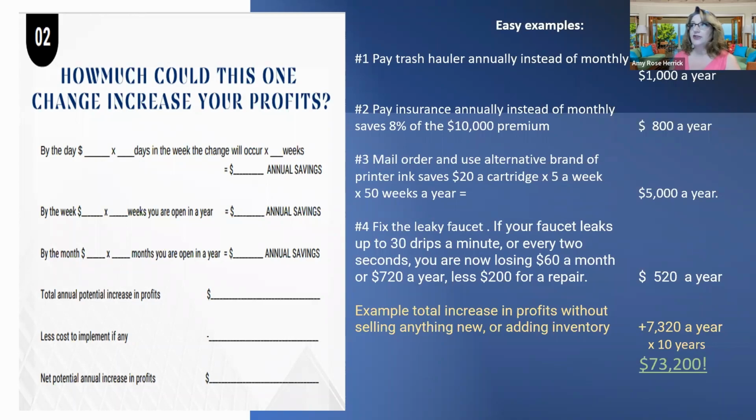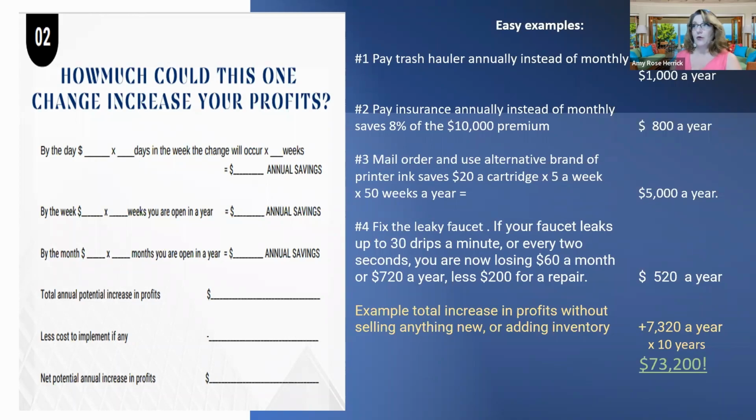If we pay our insurance annually instead of monthly, that usually saves somewhere between 3 and 8% on the premium. This could be car insurance. This could be building insurance. This could be life insurance or disability that the company is paying for. Now, if I had $10,000 in premiums, then instead of paying it monthly at a higher rate, I chose to pay it annually. That could perhaps create $800 a year.